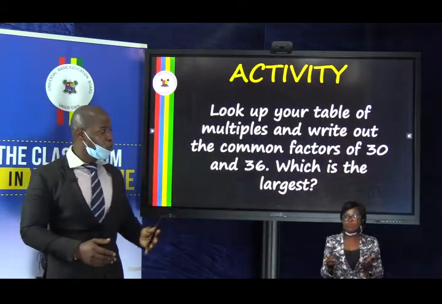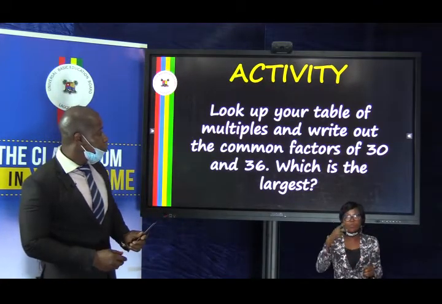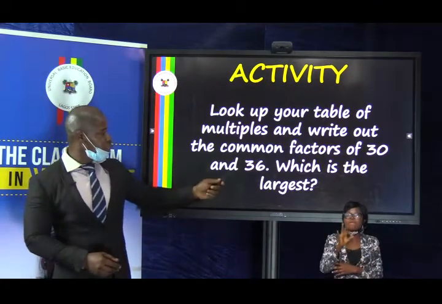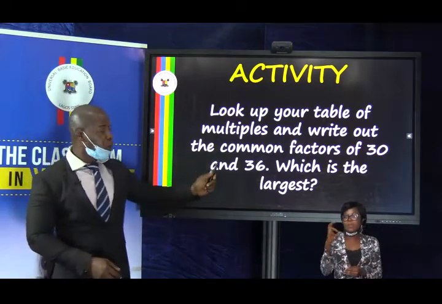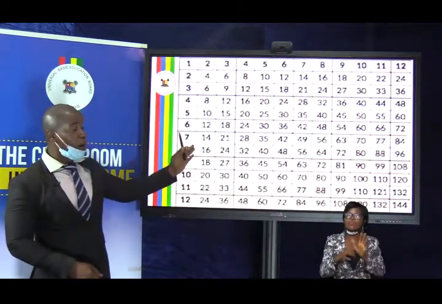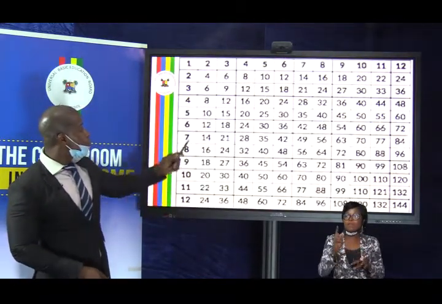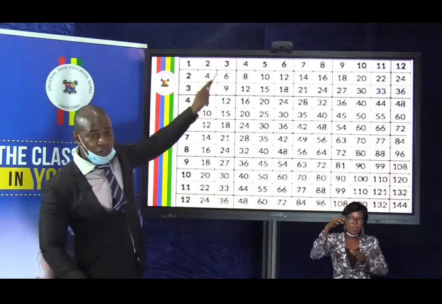But for now, we want you to look at your table of multiples, your multiplication table, and look at the factors that are common to 30 and 36. I'll give you 30 seconds for this exercise. Look for the factors that are common to 30 and 36, and which is the largest. And I've shown you my own in case you cannot find yours. So just check out the lines that have 30 and 36. The factors are on top. Begin.